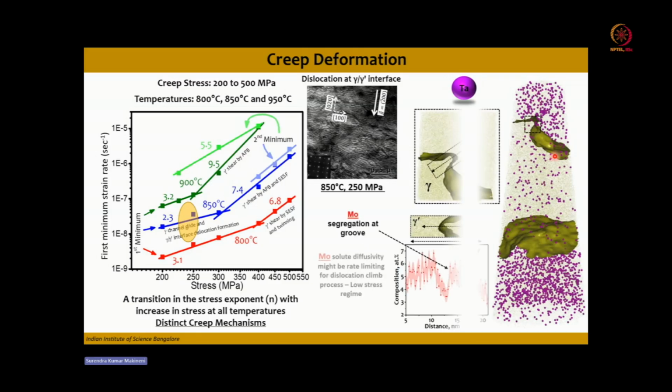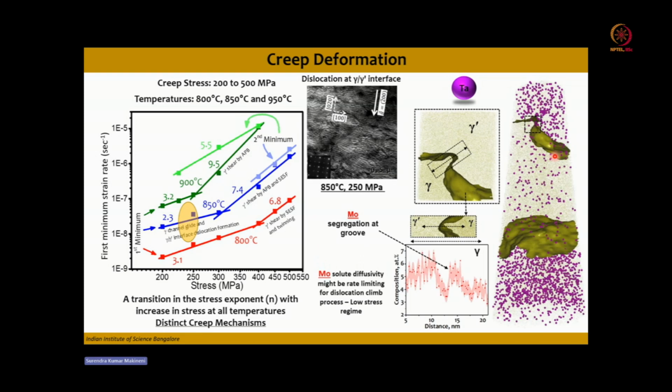If you take a composition profile across this groove, you can see that there is a segregation of moly at the groove. So here, what we get to know is that moly solute diffusivity might be the rate limiting factor for the dislocation climb process in the low stress regime.